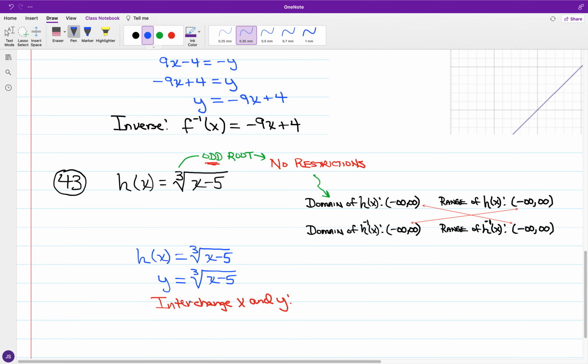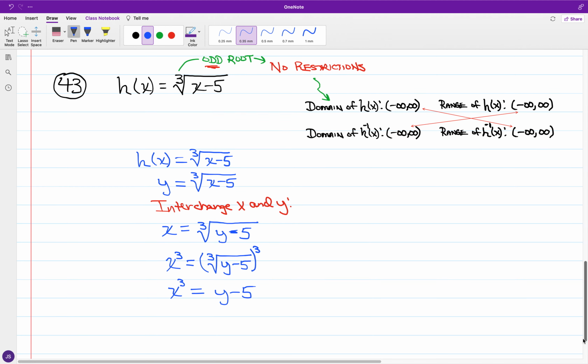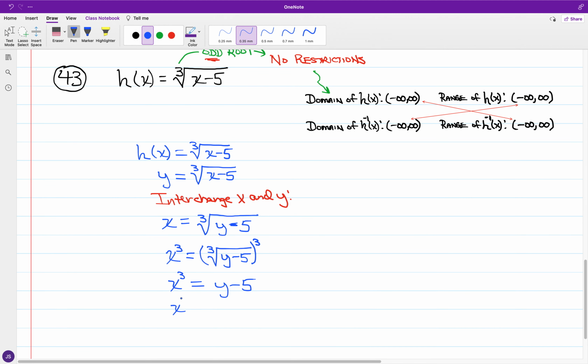So if I interchange x and y, once again, we have x is equal to the cubic root of y minus 5. And again, I'm looking at solving for y, so I can cube both sides of the equation. Upon doing so, we have x cubed is equal to y minus 5. And getting y by itself.